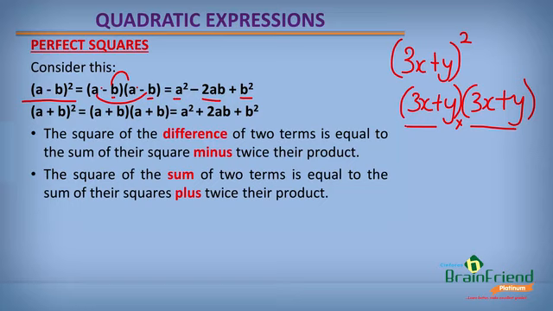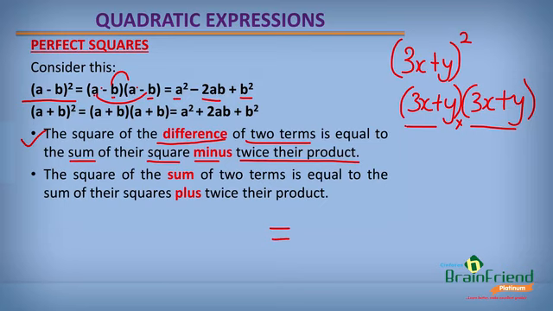Now, to get the expansion of a perfect square, let's look at the first rule to note. The square of the difference of two terms is equal to the sum of their squares minus twice their product. This is what I mean. We have a minus b all squared. To expand this, we don't have to go through that process. All we have to note is that a minus b all squared, which translates to a minus b times a minus b, is equal to the sum of their squares minus twice their product.